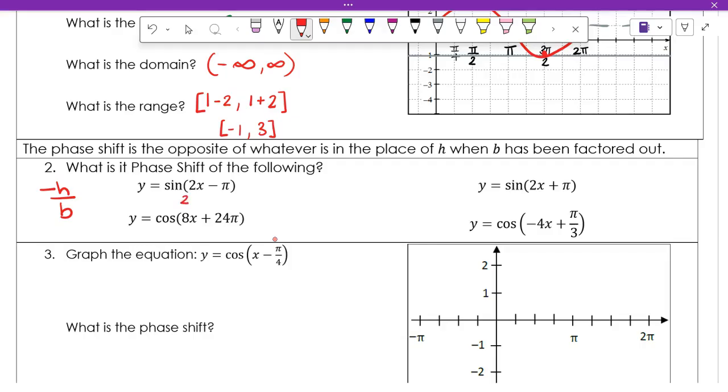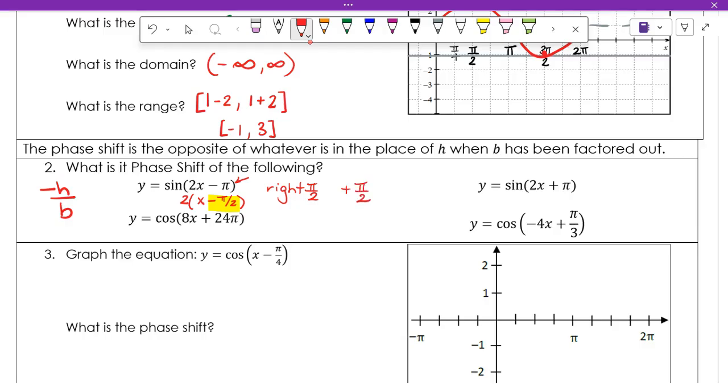But here, if I pull out a 2 from both of these, if I take 2x and divide it by 2, I'm left with x. And if I take -pi and divide that by 2, I have this. Now, if you redistribute that 2 back in, it equals exactly that, doesn't it? So I can look at this right now and say the opposite of that is my phase shift. I would be going right pi over 2, or positive pi over 2. That's what my phase shift is.